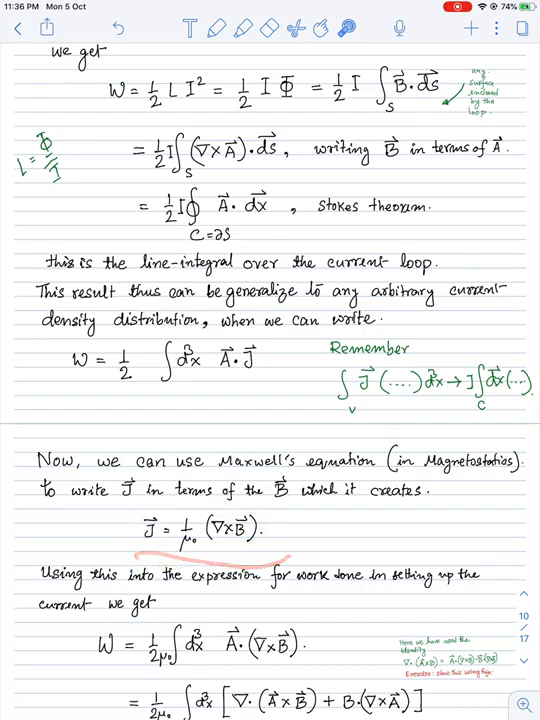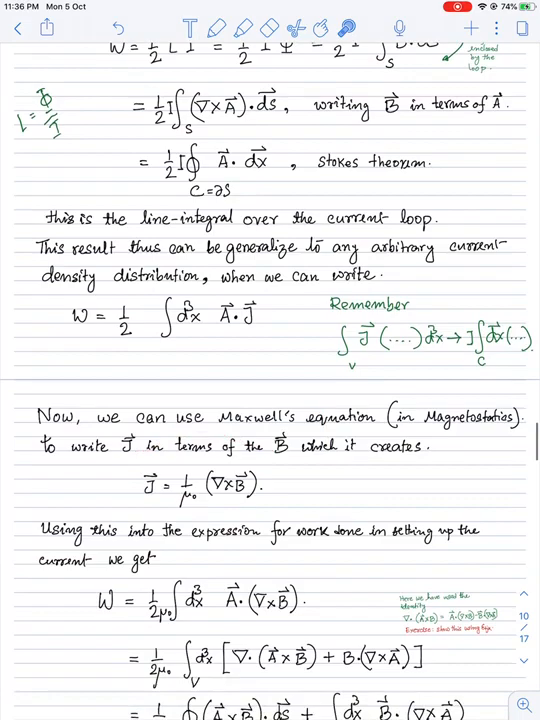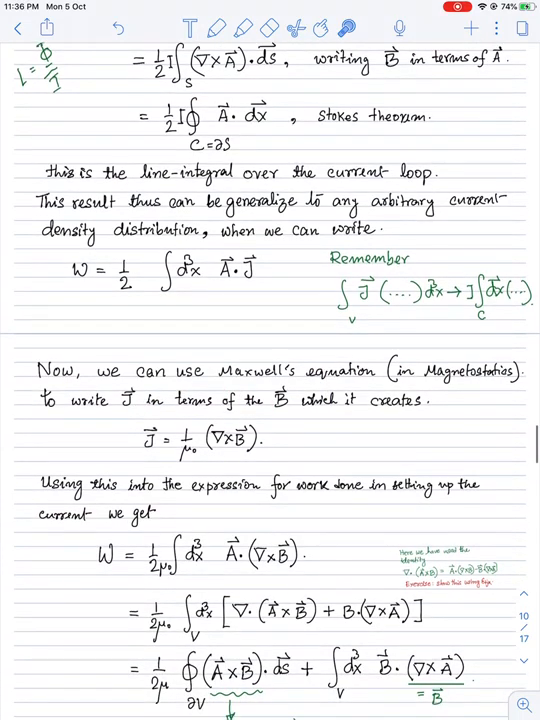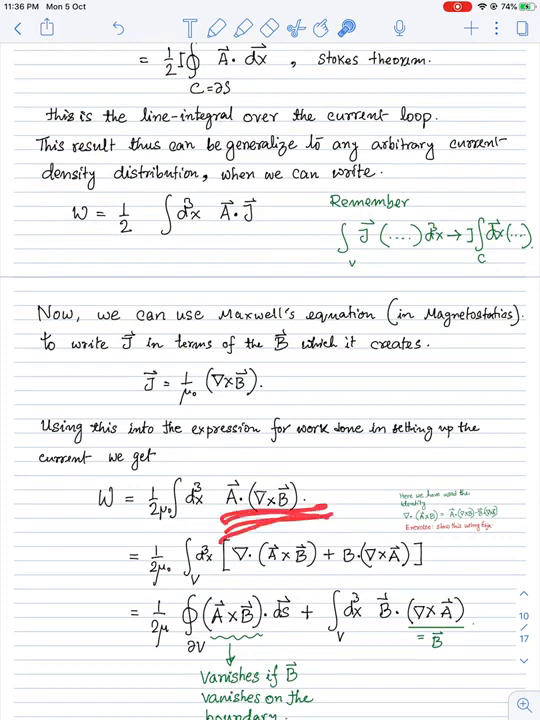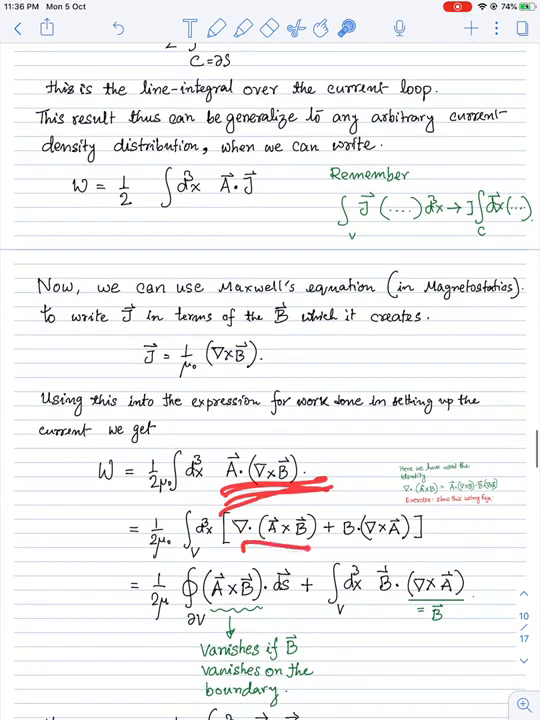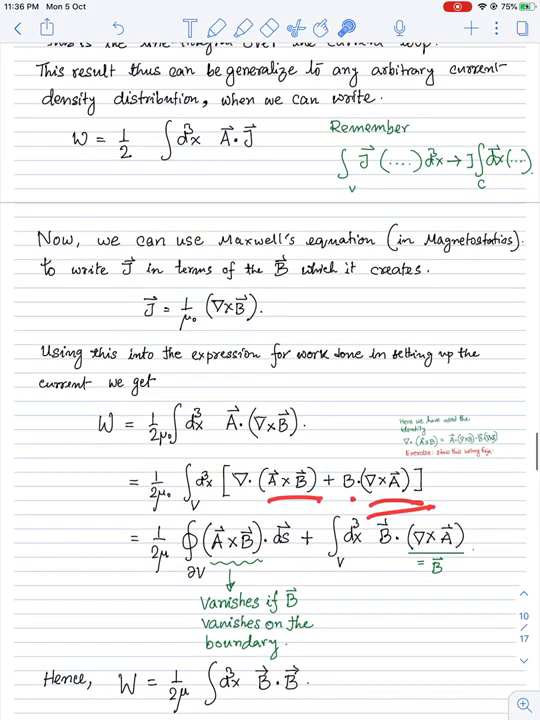If you remember, curl of B is equal to mu times J, and that value of J we can replace from that Maxwell's equation. This is Ampere's law, local version. If we replace it here, then we get A dot curl of B. Again, here we can do a manipulation using a vector identity: write A dot curl of B as the divergence of A cross B plus B dot curl of A.